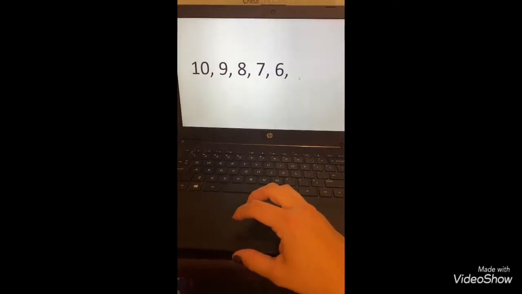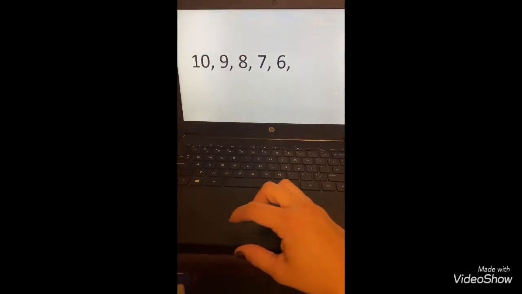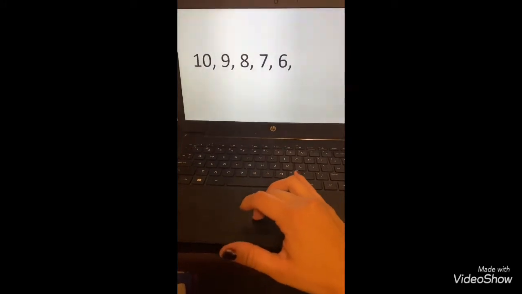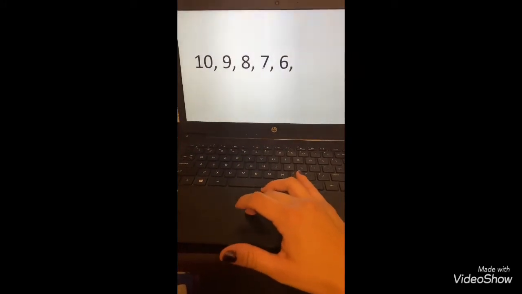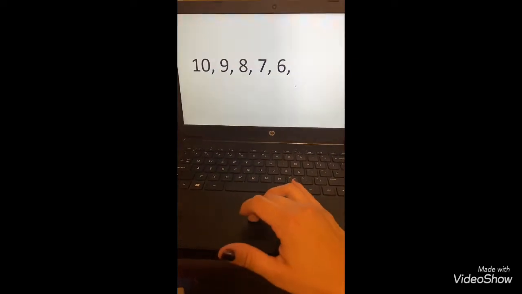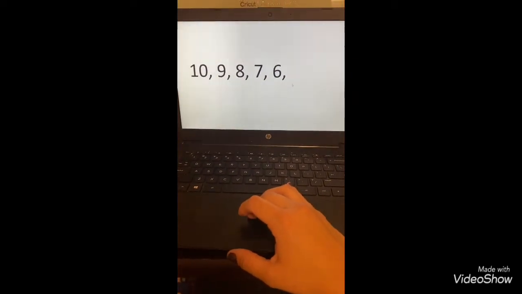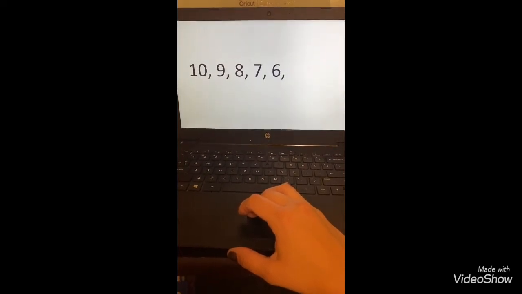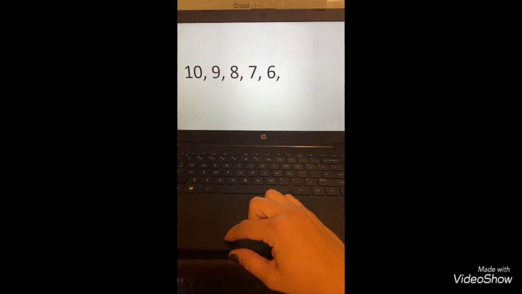The elements in the pattern are decreasing. Remember, the elements are another name for all of the things in the pattern. So it could be numbers, could be shapes. So what do we think comes next? 10, 9, 8, 7, 6. What do we think?